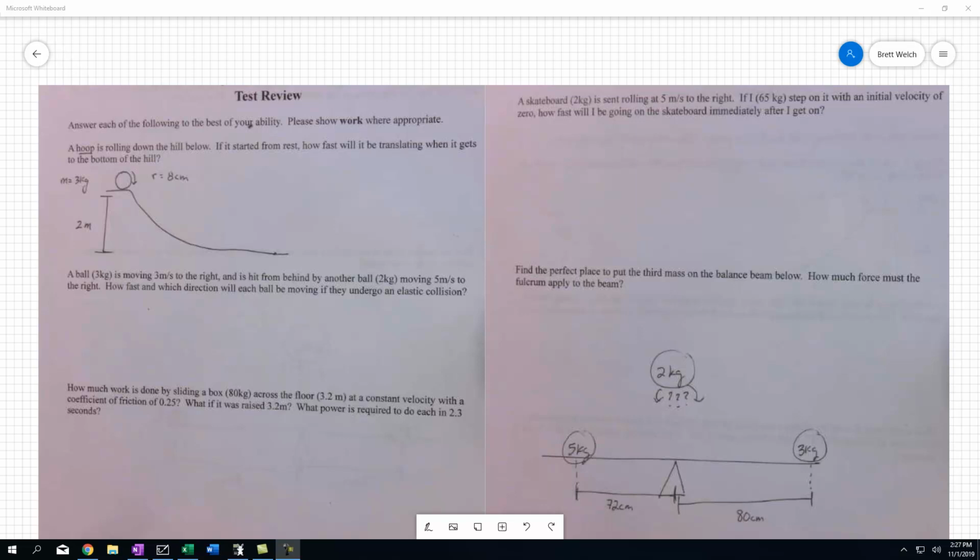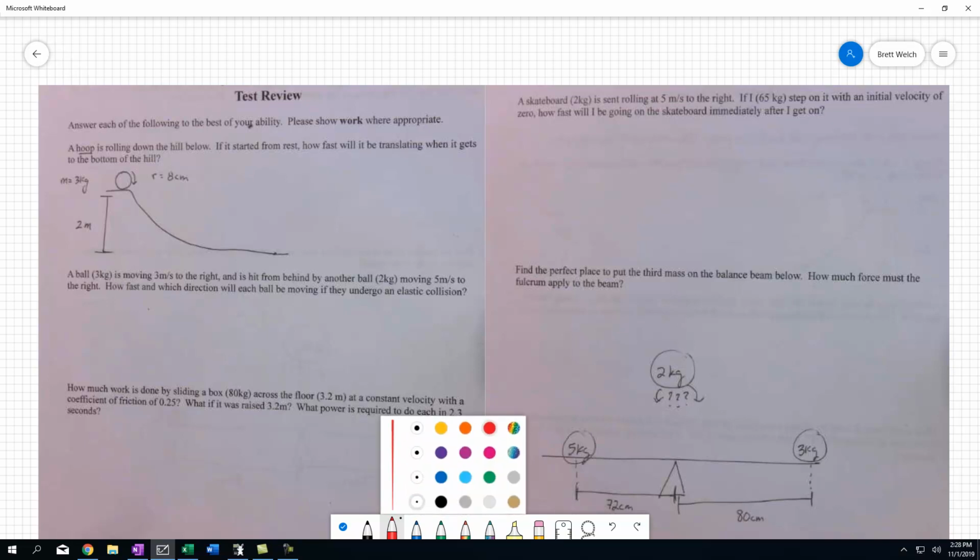Okay, so this is the test review for our Unit 3 and 4 test review. Let's see how this works out. All right, so for our first problem, we've got a hoop rolling down a hill.